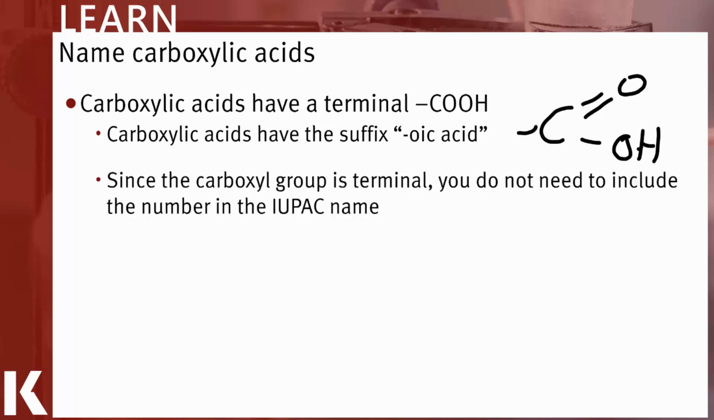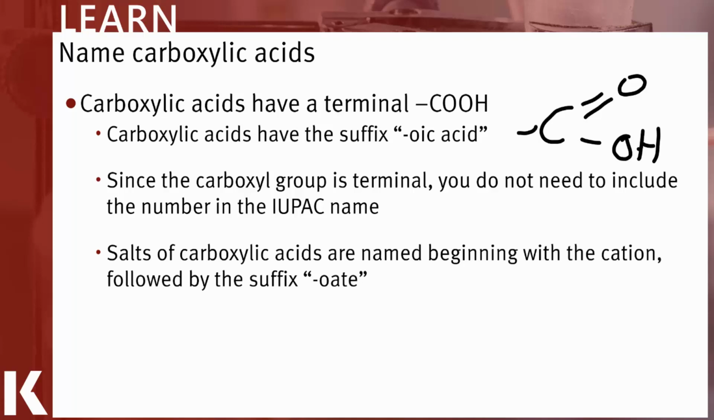Now, the numbering of carbon chains begins with the most oxidized carbon. Since a carboxy group is as oxidized as a carbon can get, that means that the carbon that has the carboxy group is the lowest number. But since that's automatically the case, you don't have to put a number on the carboxy group in the IUPAC name.